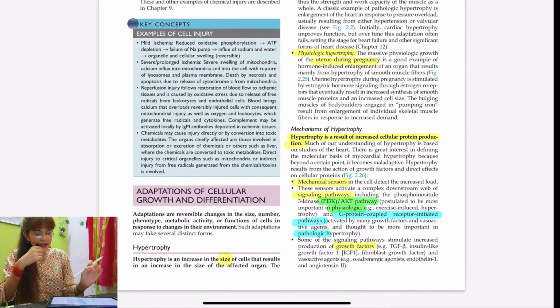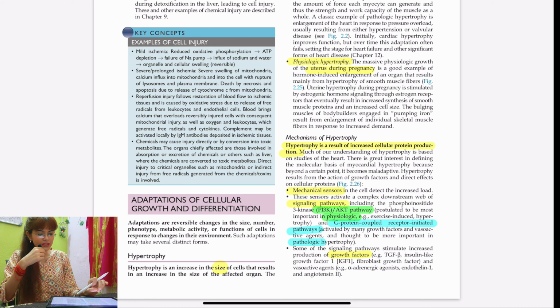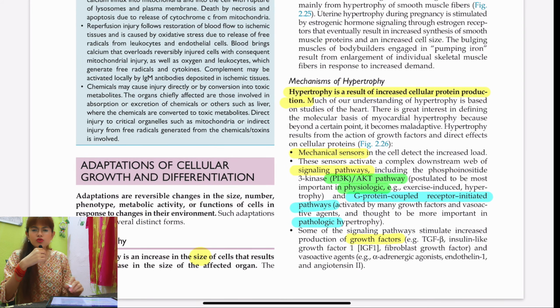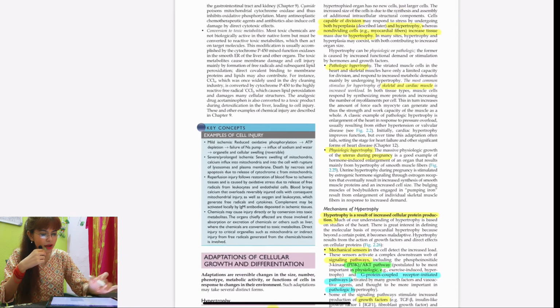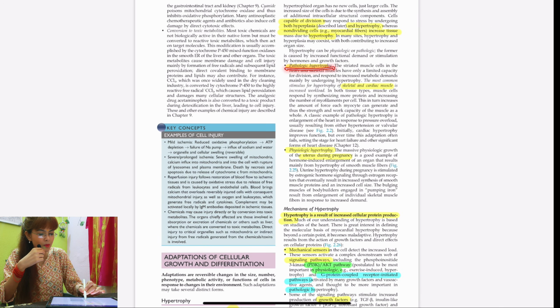So coming to the adaptations, the cellular adaptations are not very difficult to understand but very important. So I'm just going to go very fast over here. Hypertrophy: increase in the size of the cells. There are two kinds: number one is the pathologic, and number two, the physiologic. Okay, we know all of this.